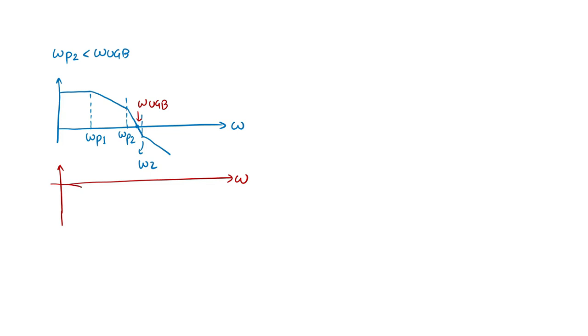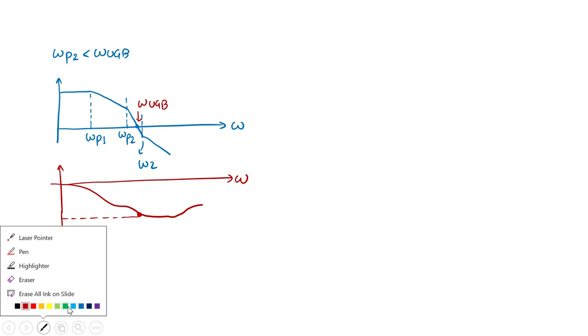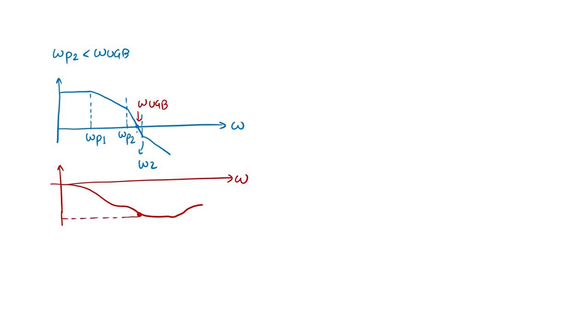Initially it is 0 and it was settled, before here it was a little low, and after that it is a little increasing. So I am somewhere here, around the UGB. What I mean to say is, if my pole is coming before UGB, then we'll see this phase margin requirement.